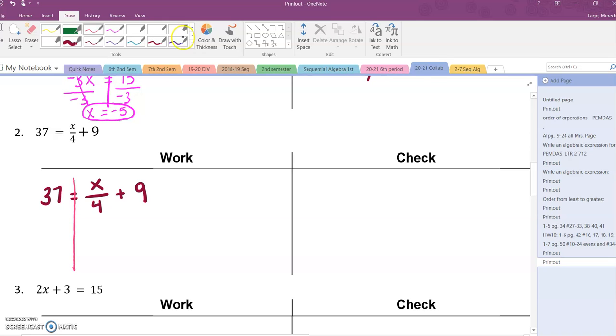Now remember my goal, and I'll highlight it for you, my goal is to get this x by itself. So the first thing I need to do is add or subtract to get that variable term by itself. In this case, I need to move over the positive 9. So the opposite of a plus 9 is a minus 9. So I'm going to minus 9 to both sides. Now remember, whatever you do to one side, you have to do to the other side. Those 9s cancel. X over 4 is still left. And then 37 minus 9 is 28.